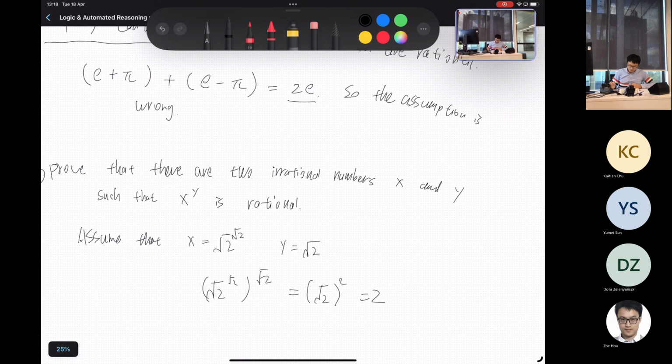So we know that this guy is irrational. So the only question is, is x irrational or not? If it is irrational, then we found the examples. We found the evidence. If it is not, then we'll just say x is square root of 2 and y is square root of 2, because under that assumption x is not irrational, so it is rational. Again, we have another example that satisfies what we want to prove.